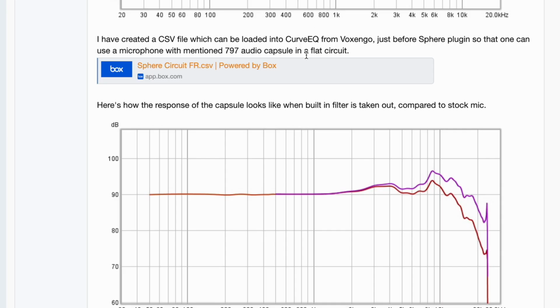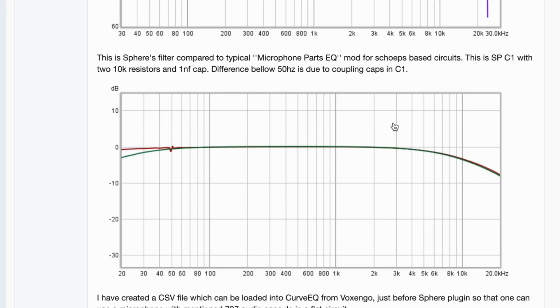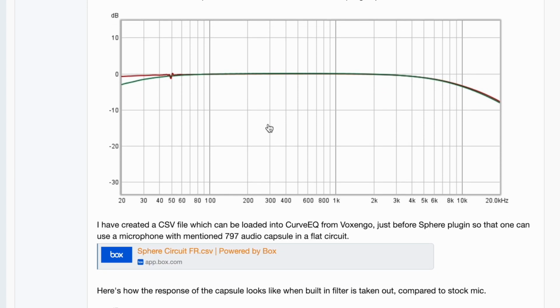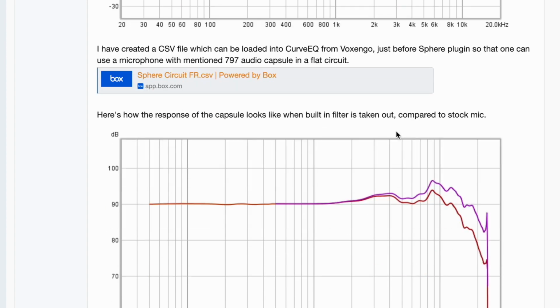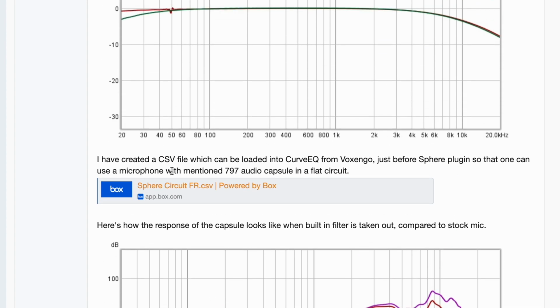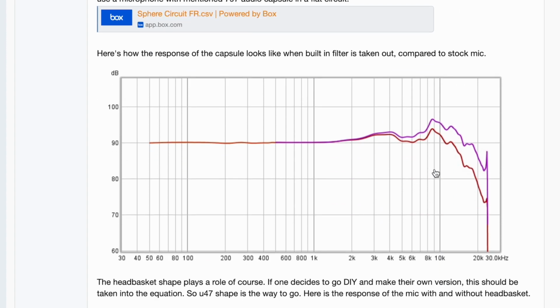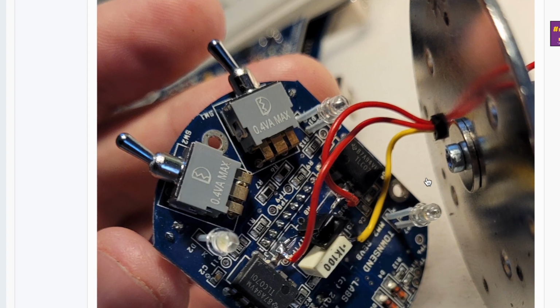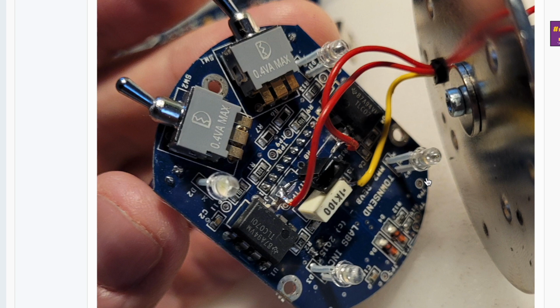So you plug these into your EQ, and you get this same de-emphasis right here without having to go in and build any hardware little circuit in there. So that's pretty neat. So use a flat circuit, use that EQ, and you get this, right, with this capsule. Pretty neat. So inside the sphere, this is pretty complex stuff.